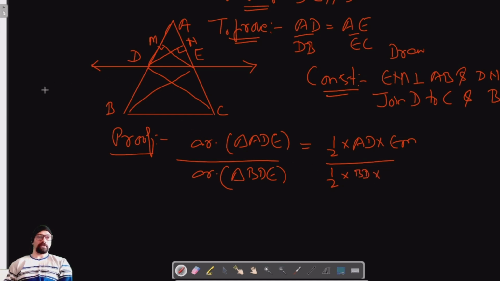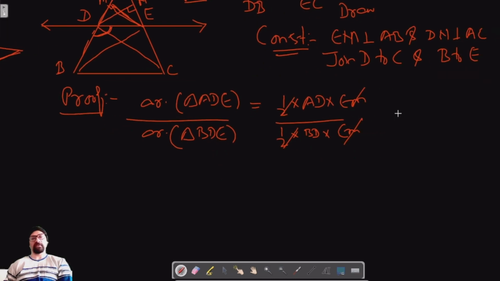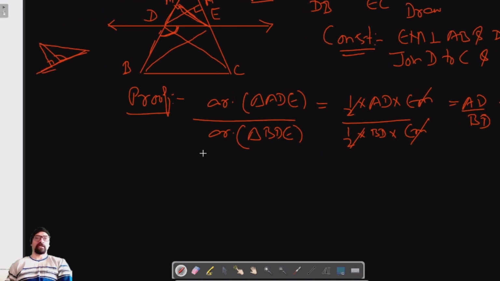Now triangle BDE is an obtuse angle triangle. So this is an obtuse angle, so its height is outside, which is perpendicular to the side when produced. So BDE is an obtuse angle triangle at D, and its height is EM, which is outside the triangle. So this is also EM. So EM, half gets cancelled, and now it's equal to AD by BD. Let's say this is our first equation.